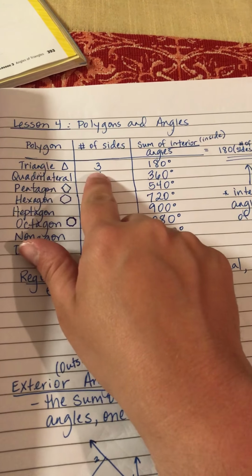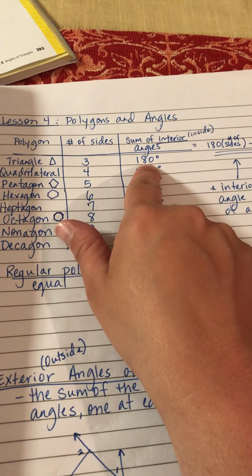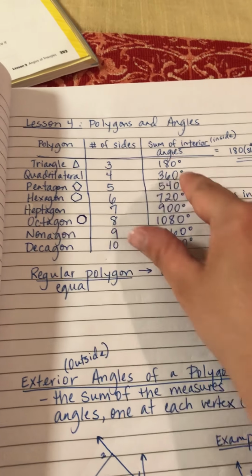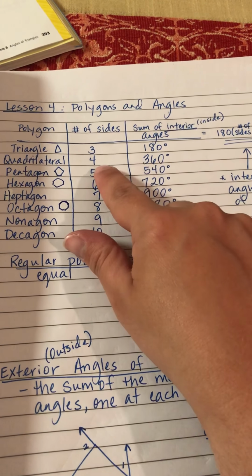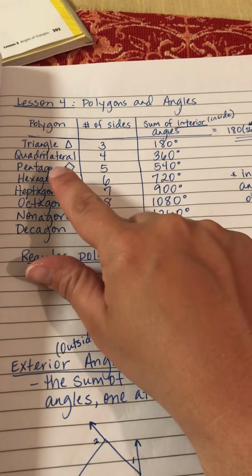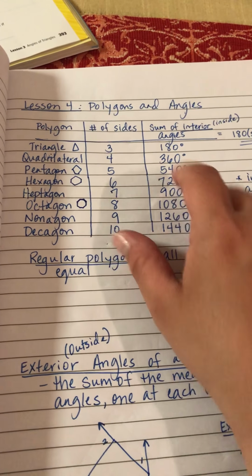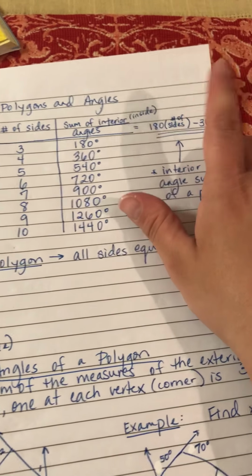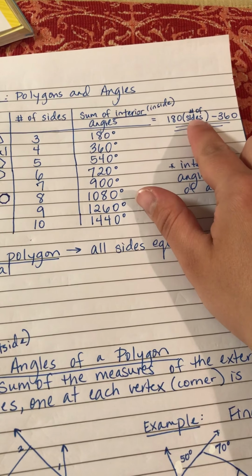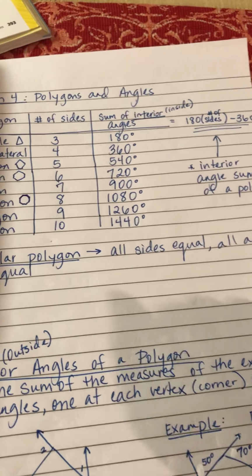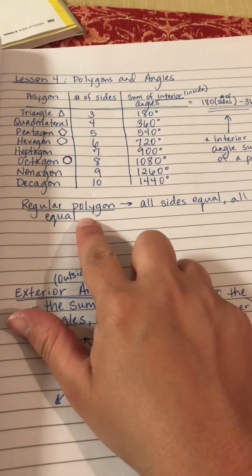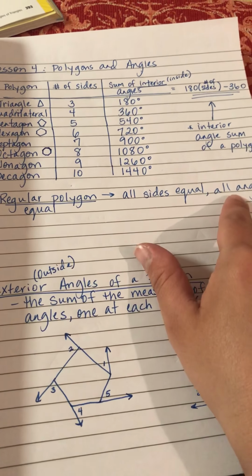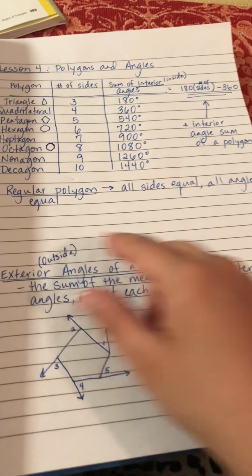So for example, a triangle has 3 sides, it has 180 degrees for the inside angles. If we add another 180, we would get to 360 for a 4-sided polygon. 5-sided has 540. You do not have to memorize these if you can remember 180 times the number of sides and then subtract 360 from that. Okay, a regular polygon we talked about was all sides are equal and all of the angles are also equal.